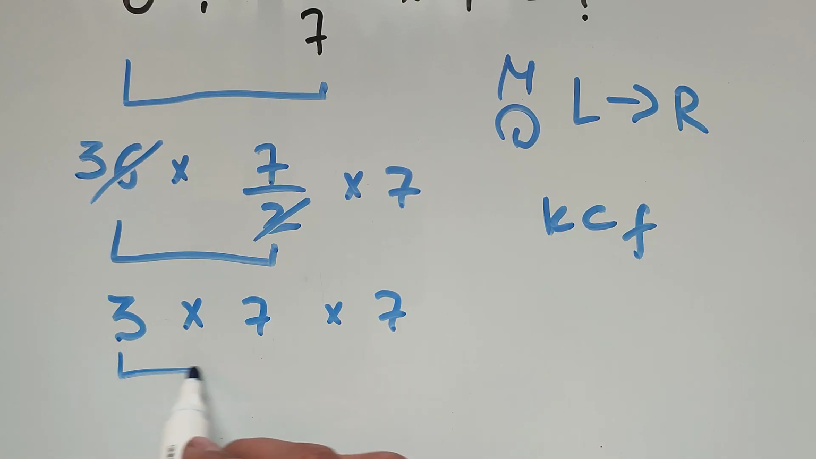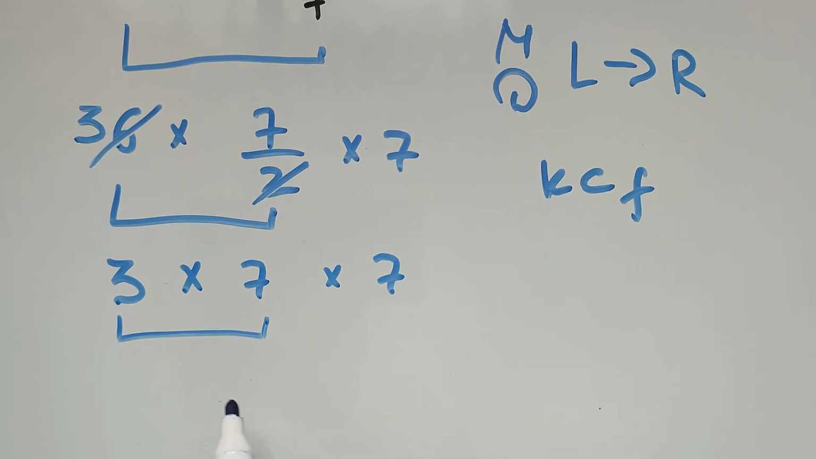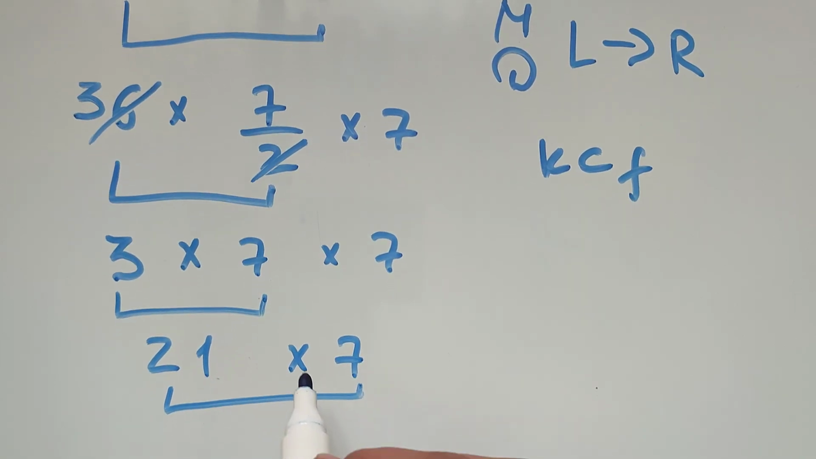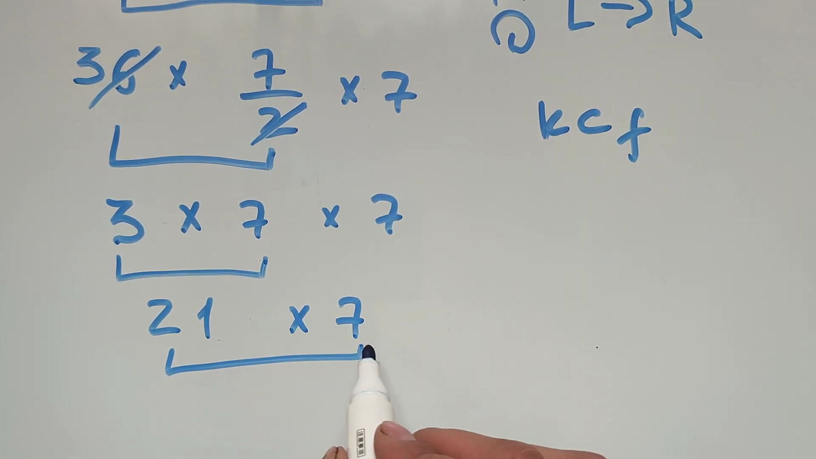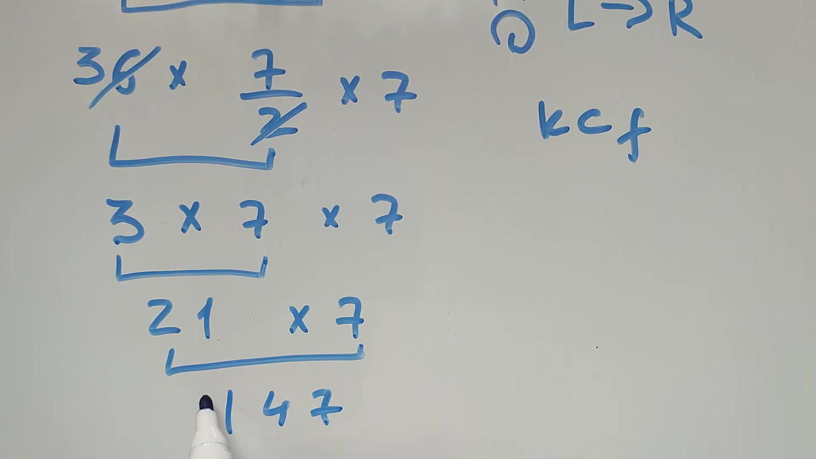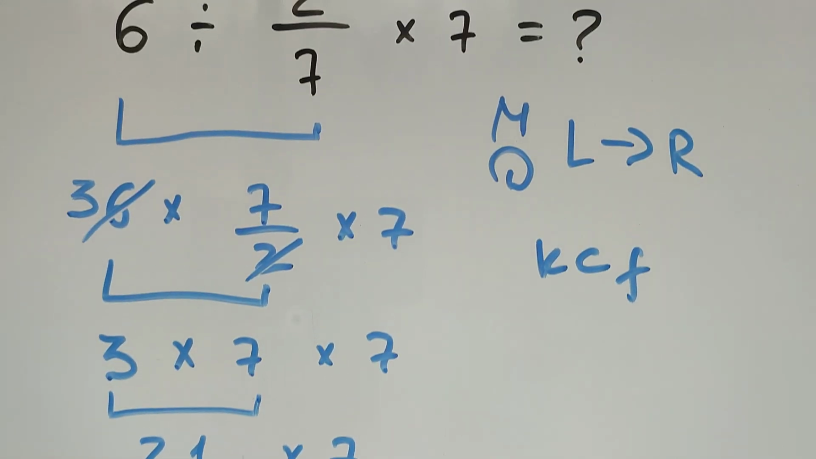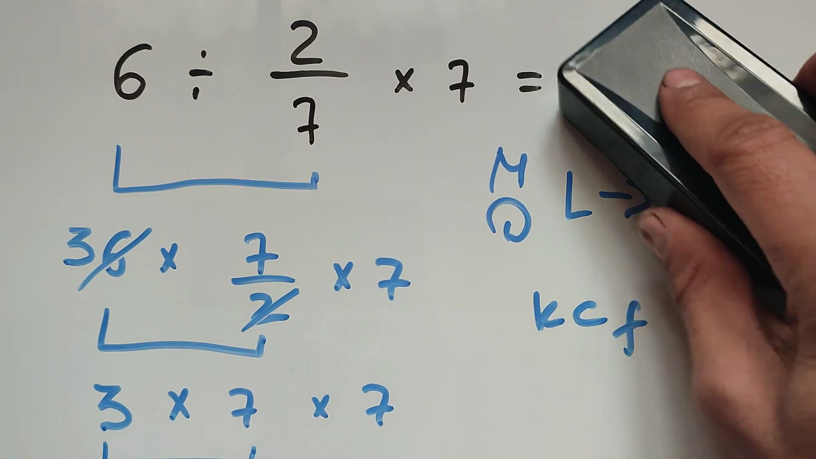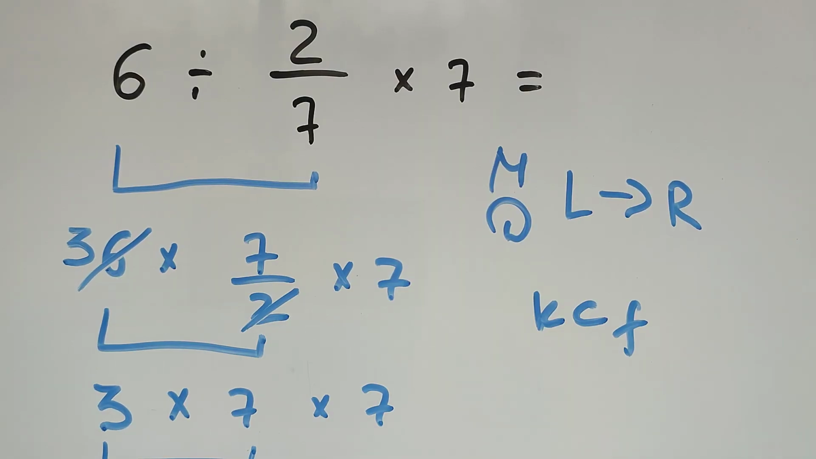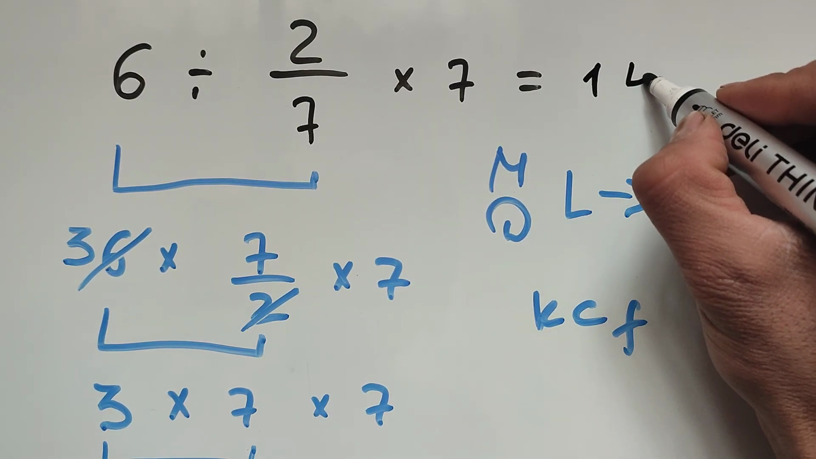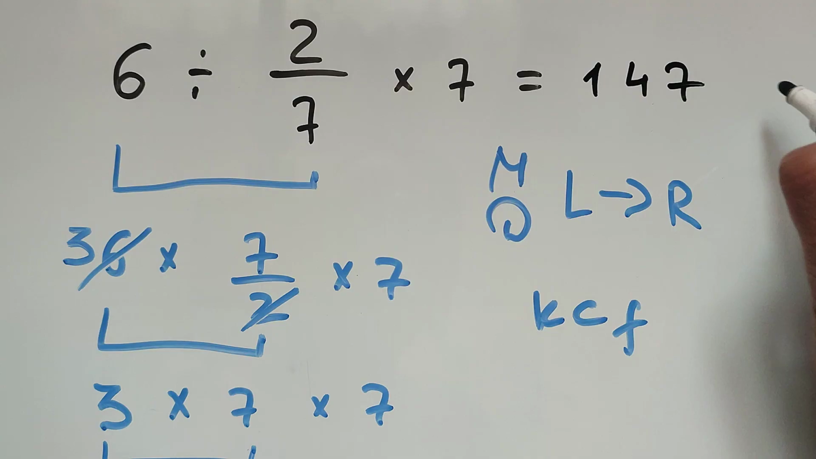First we have to work this. 3 multiplied by 7 equals 21. 21 multiplied by 7. This equals 147. This is our final and correct answer. We can copy this answer here. Answer for this problem is 147.